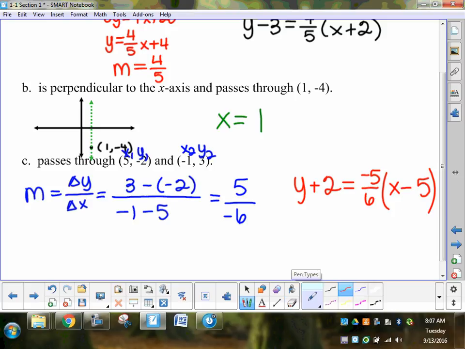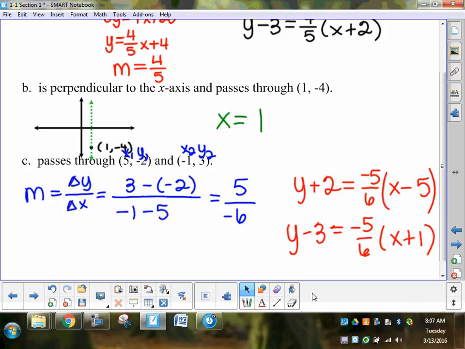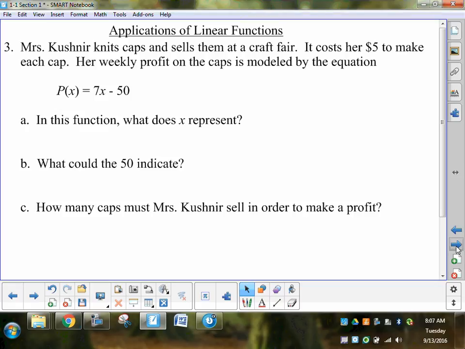You could have used the other point too, and if you did, it would be y minus 3 is equal to negative 5/6 times the quantity of x plus 1. Questions on that? Either one of those, they're equivalent to each other. Now, take a look at the next one for 3.